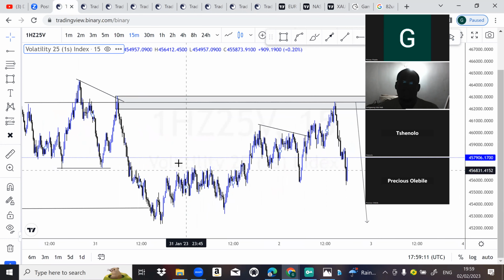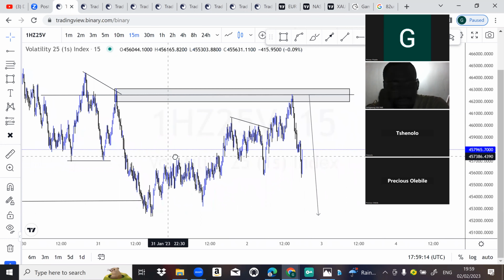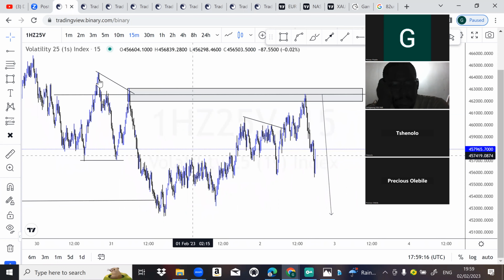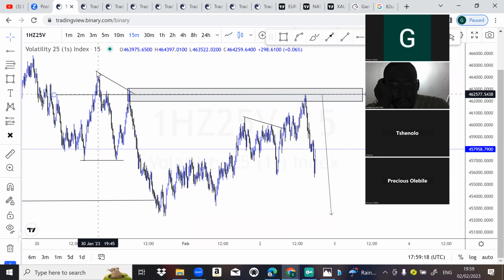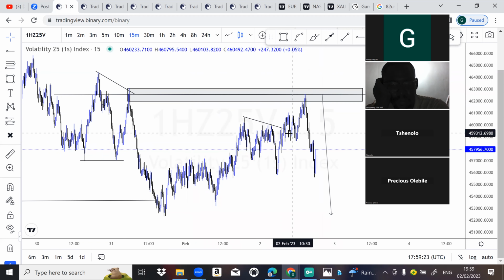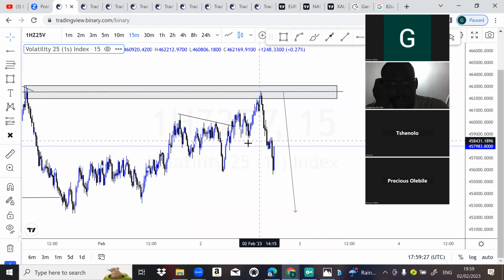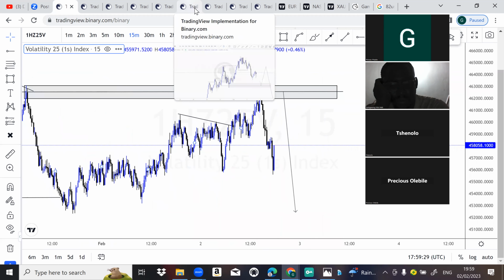Look at this schematic and relate it to this. So we have QML, SMS, break of market structure. Look at this drop. And then easy. So that's setup number 1 and setup number 2.